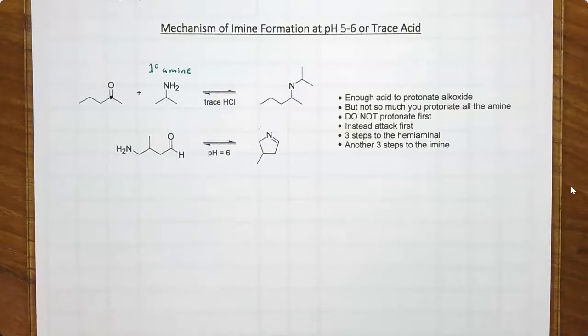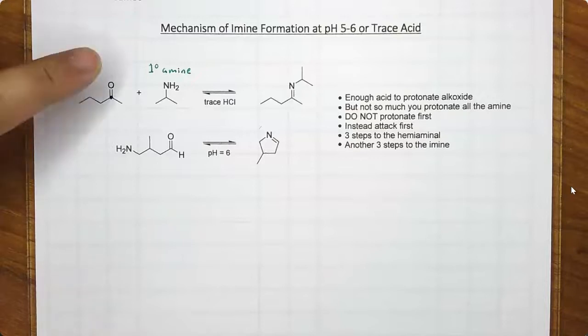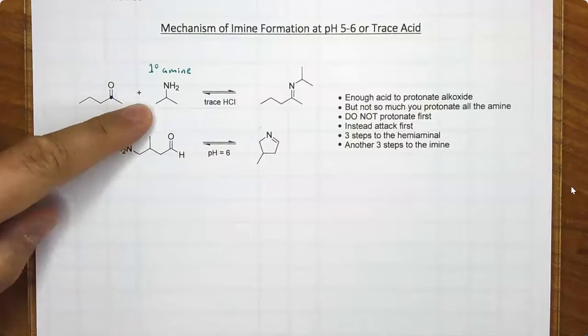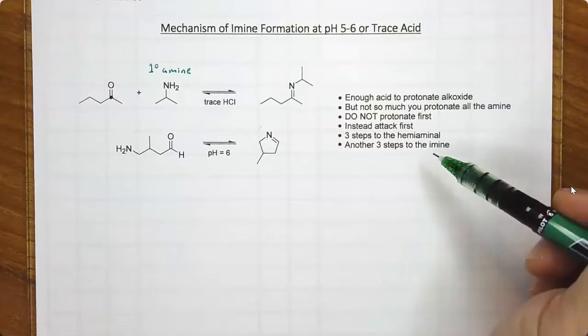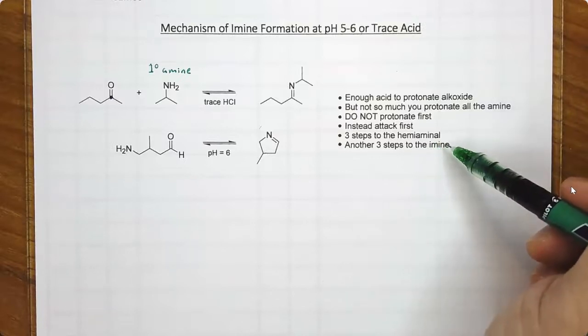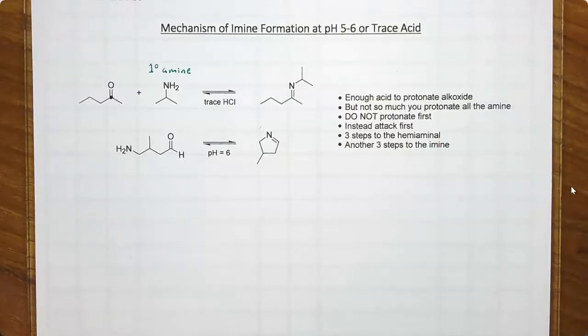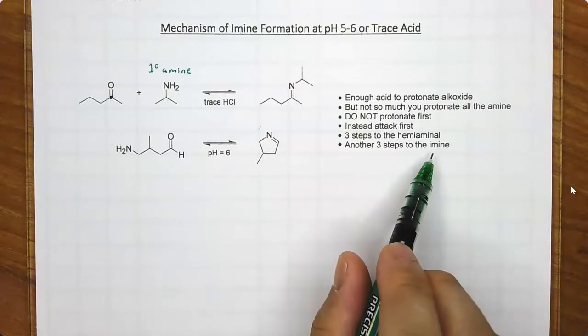So again, just to emphasize, do not protonate the carbonyl group in the first step. You will attack right away. It is less steps than the acetal formation. It's 6 steps instead of 7. Remember how we had 3 steps to the hemiacetal for acetal formation? Here we have 3 steps to the hemiaminal. Okay, it's very analogous to the hemiacetal, and then only 3 more steps after that to the imine.